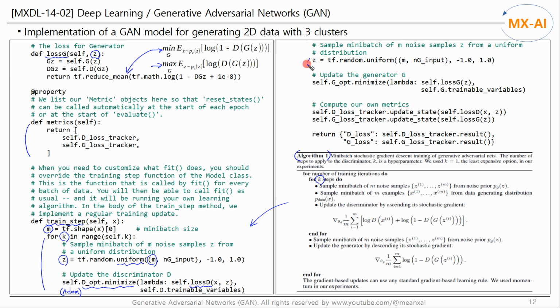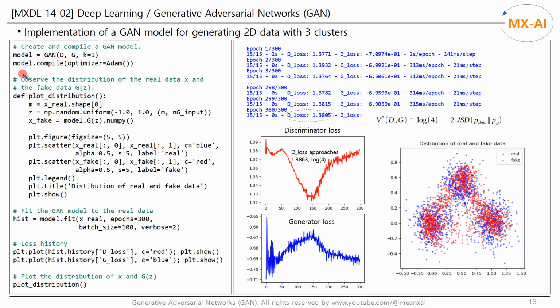Next, we update the generator once. Update the parameters of the generator to minimize loss g. Finally, we update and return the metrics to later see how each loss changes during training. Now we create and compile the GAN model. The number of times k to update the parameters of the discriminator was set to 1, the same as that set by the authors of the paper.